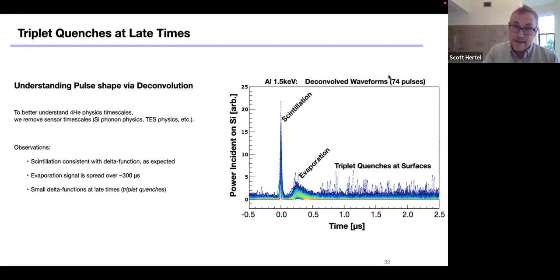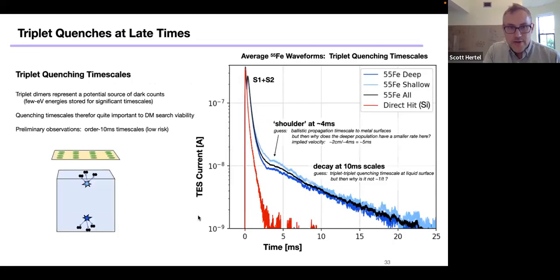Just to emphasize, this is 74 pulses, and we've deconvolved each one and stacked them on top of each other. So you would see about one of these triplets per aluminum event. And we have about 74 of these triplets in this stacked plot. So we have really interesting data, in my mind, now to try and understand some things about triplet physics.